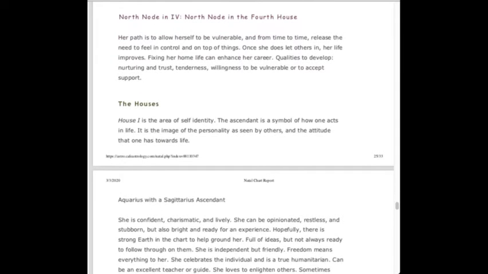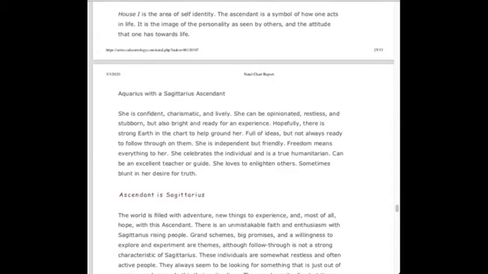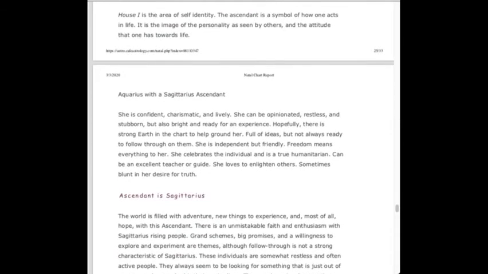Okay, it is Aquarius with a Sagittarius ascent. Now, this is very important. She is confident, charismatic, and lively. She can be opinionated, restless, and stubborn, but also bright and ready for an experience. Hopefully, there's a strong earth in her chart to help ground her, full of ideas, but not always ready to follow through on them. She is independent with friends, free and friendly.